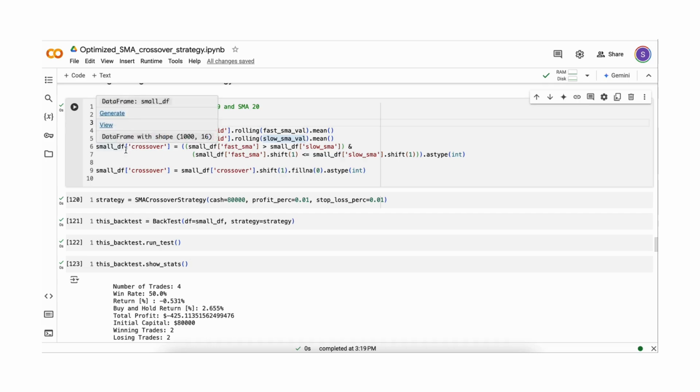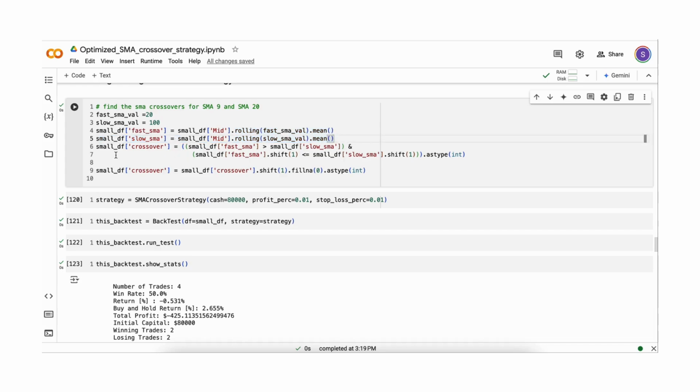In Python, in order to apply the moving average crossover strategy, you want to do two things. First, calculate the fast and the slow SMA, where you specify the values of the fast and the slow SMA, and then call the rolling function, which calculates all kinds of rolling calculations in pandas, and then call its mean.